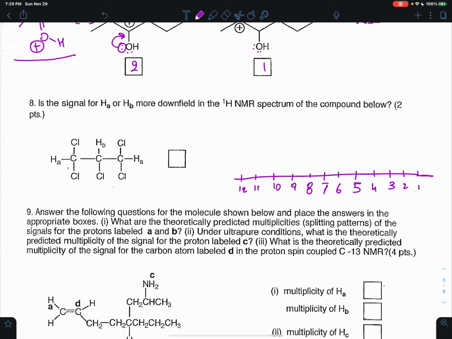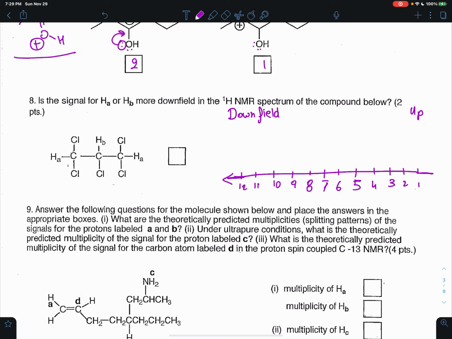The thing to know before we start analyzing this question is downfieldness. It might look counterintuitive, but when she mentions downfieldness for HNMR, she means the movement to the left. So that part here is called downfield, and this part right here is called upfield. She might also call it something else, and that word would be deshielding. And this part would be shielding.